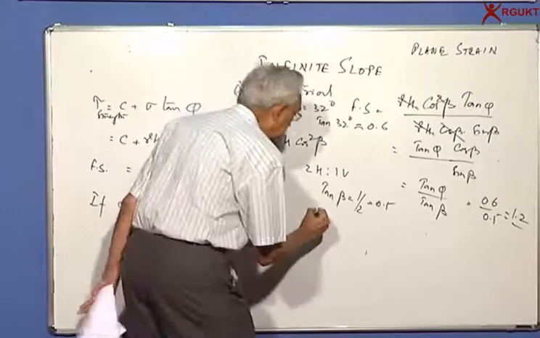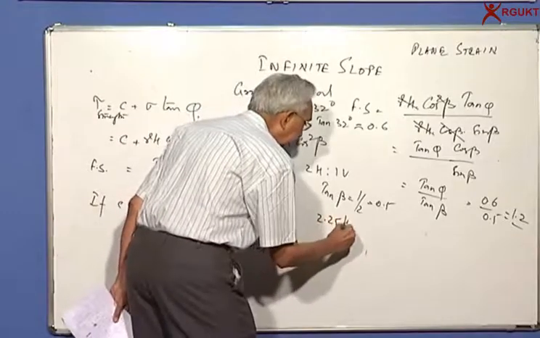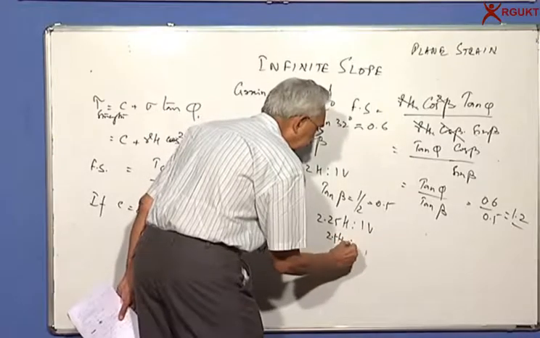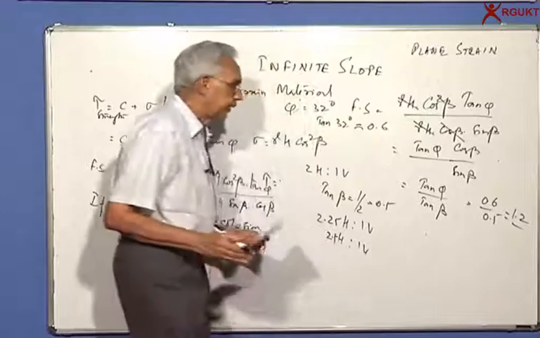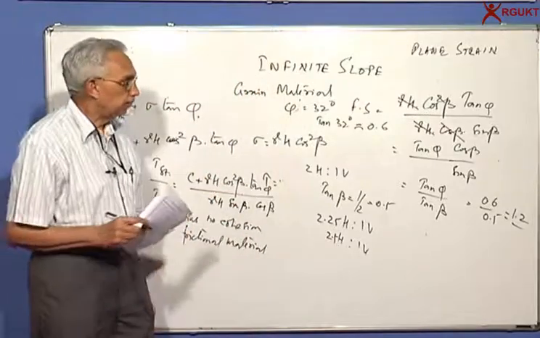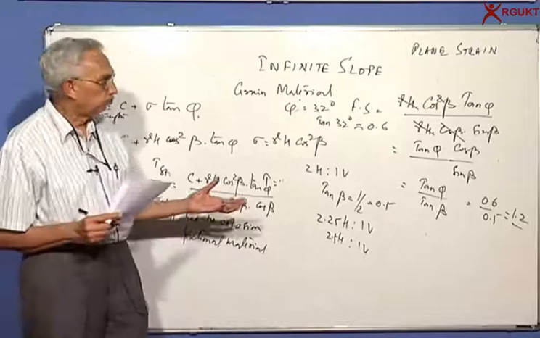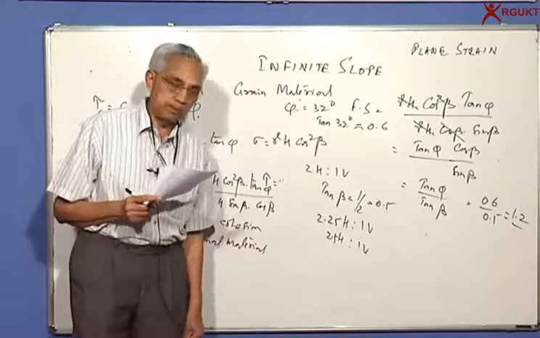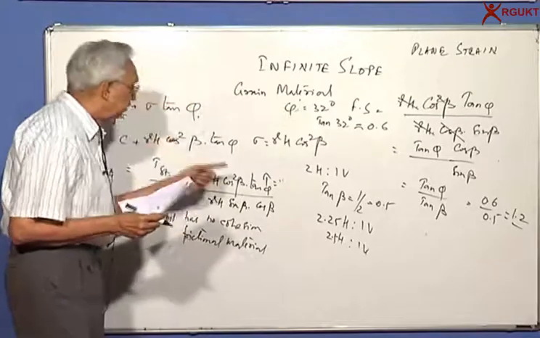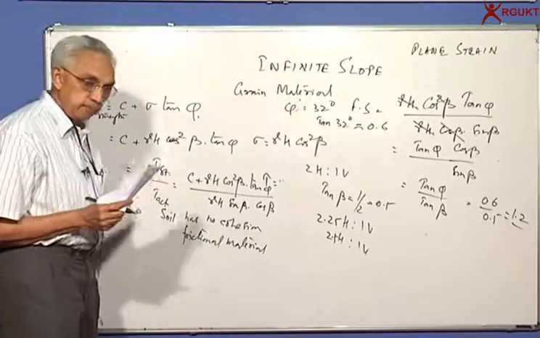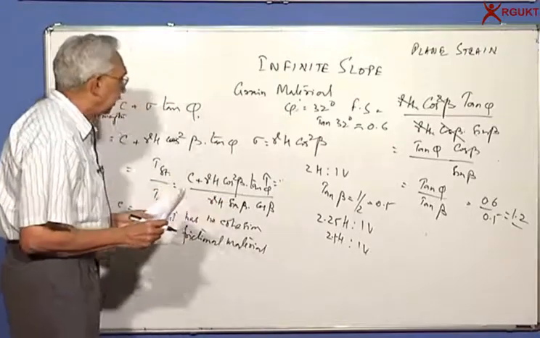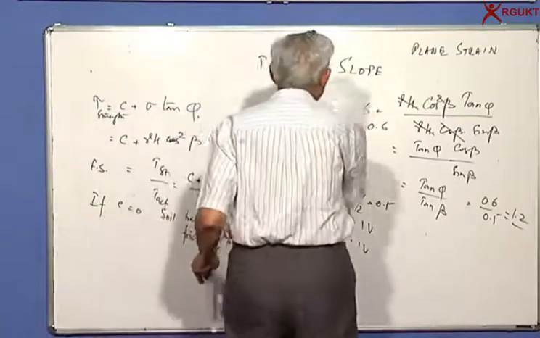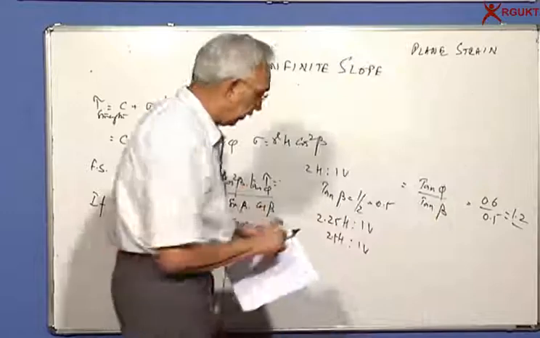You may have to make it flatter than 2:1. We normally say it's good to have 2.25 horizontal to 1 vertical or 2.5 horizontal to 1 vertical. If you do that, the slope will be very stable for all conditions that you can think of. So for a granular material, it becomes very easy to analyze the whole problem. Let us see what happens when phi is 0 and you have only C. Then you can also find out very easily that it will be C by gamma h, and you can have a fairly large value of factor of safety.